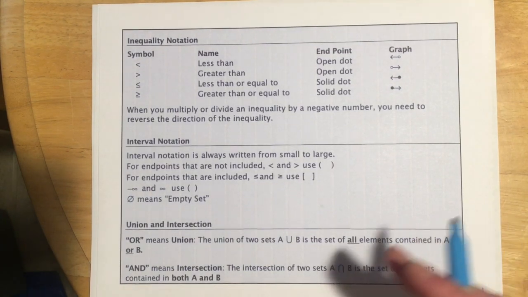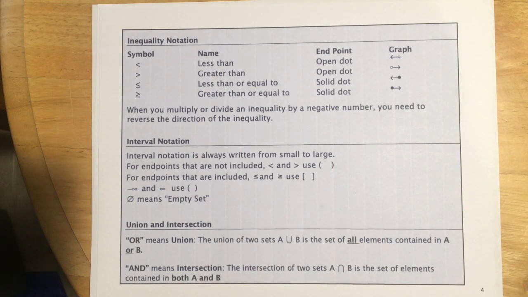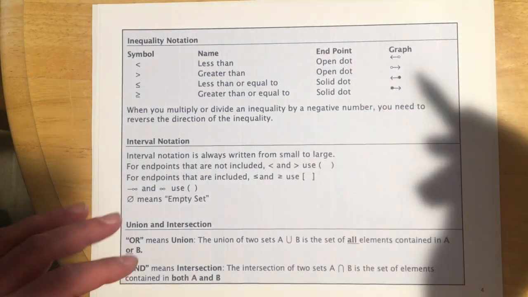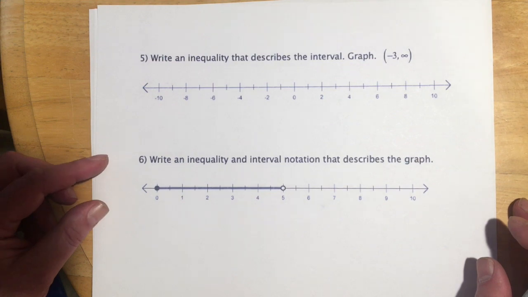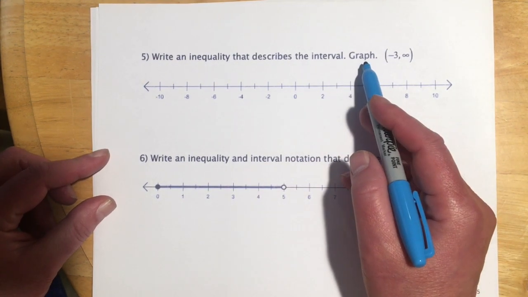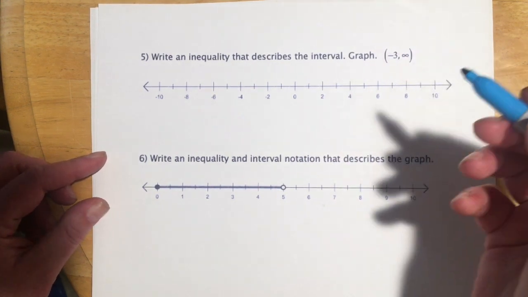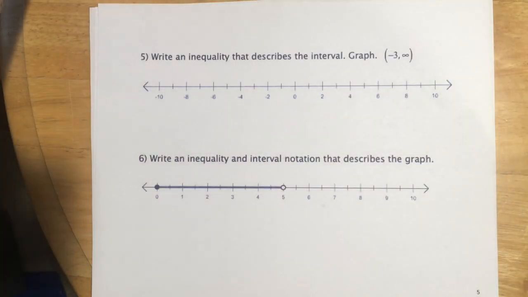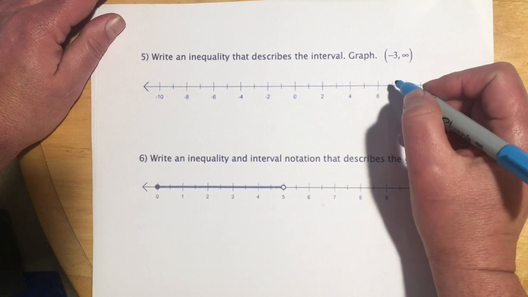Okay, so this next page has way too much information to hold on to without some context. So I'm just going to hop back and refer to this as I do problems. Okay, so number 5 is write an inequality that describes the interval and graph. So this is what's called interval notation, and that's right here in the middle of the sheet. With interval notation, we always write it from small to large, and we're going from endpoint to endpoint.